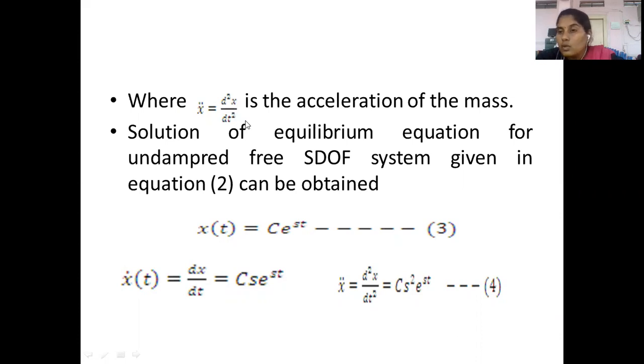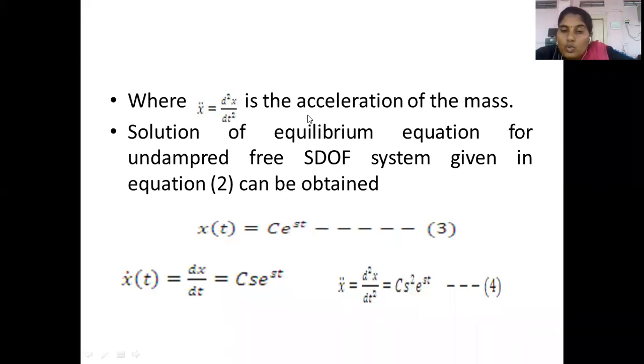Where x is the displacement, x dot is the derivative of x with respect to t, so that will become the velocity. And if we take the double derivative of x with respect to t, then it will become the acceleration. Displacement is x, velocity is dx by dt, that is x dot, and the third one is the acceleration, the double derivative of x with respect to t. These parameters we have to use in this equation.